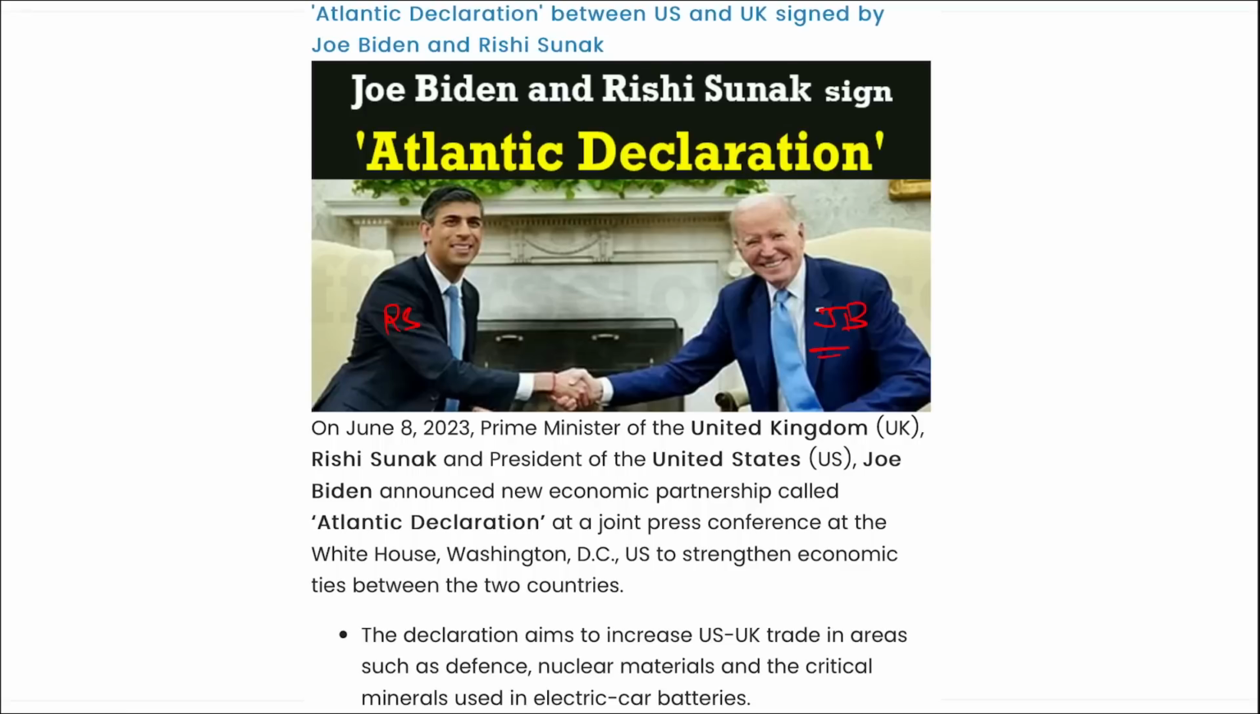Correct? This declaration is intended to allow the two countries to move faster and cooperate on areas such as supply chains that were disrupted heavily by COVID-19 and the invasion of Ukraine war.